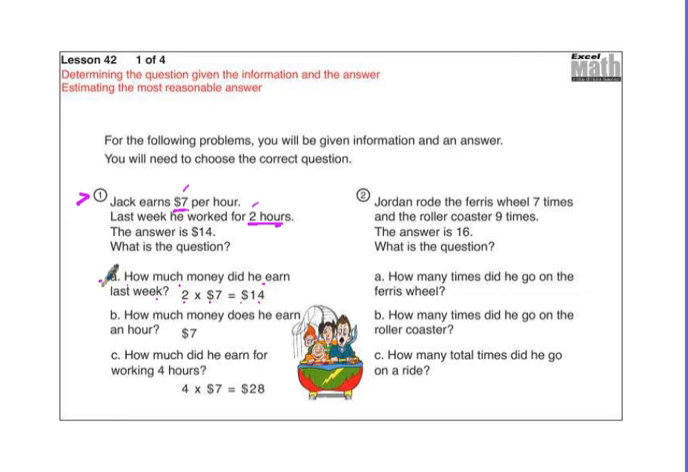14. So this one makes sense and that would be the correct answer, but let's take a look at B and C and see why those would not be correct. How much money does he earn an hour? $7. Well, yeah, it says he earns $7 per hour, not 14. Remember, the answer is 14, so that can't be it. How much did he earn for working 4 hours? Well, if you make $7 per hour, 4 times 7 is 28, and that is not 14. So again, you can see that choice A would be the correct answer.